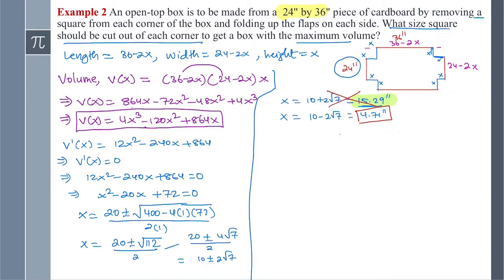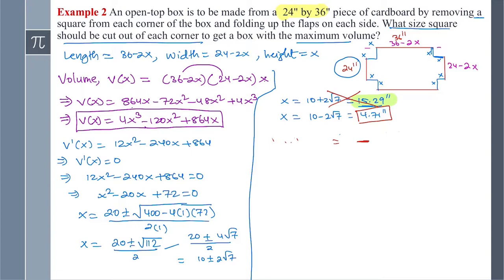Now, in order to make sure that it's the right one, you can always find the second derivative and do the second derivative test, where you should get a negative number, which implies that we have a maximum. So I'm not going to do that, but you can always try to do that just to make sure that you had the correct number, okay?